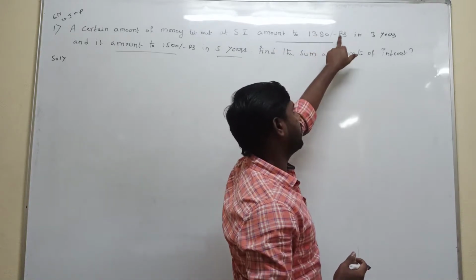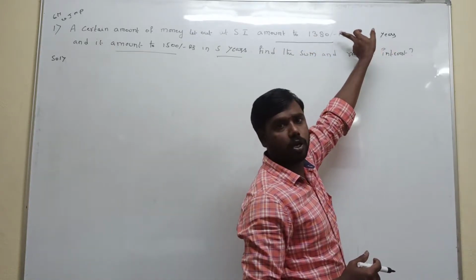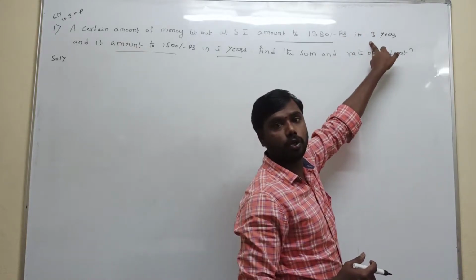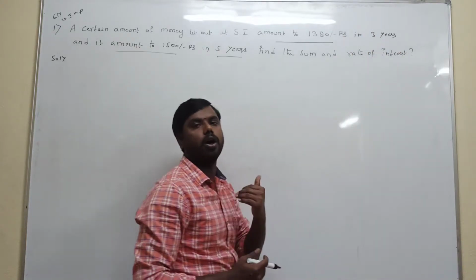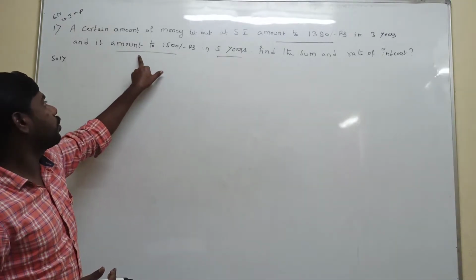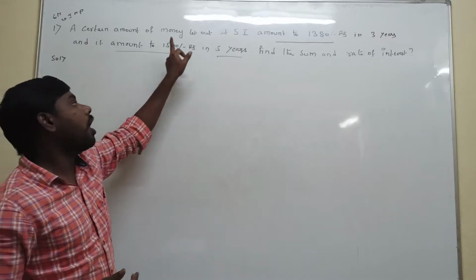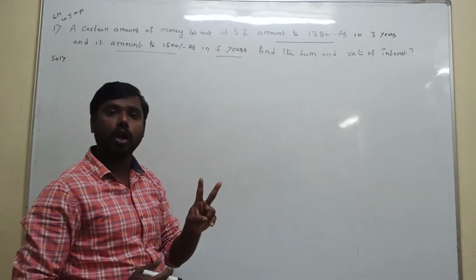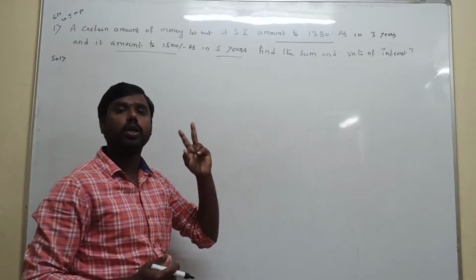1,380 rupees in 3 years. The given total amount is 1,380 rupees, and the time t is equal to 3 years. Another total amount is also given, 1,500 rupees, and the time t is equal to 5 years. Here two total amounts are given.